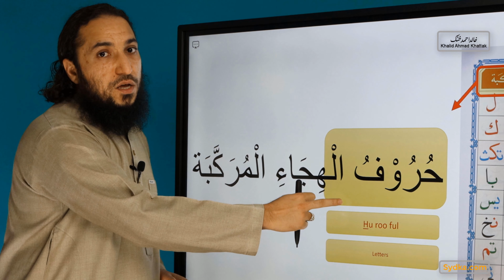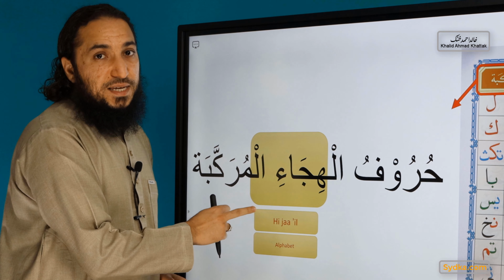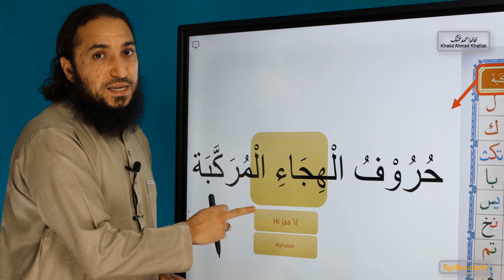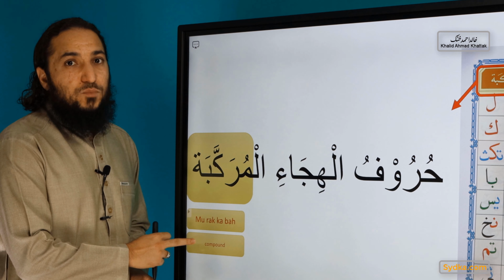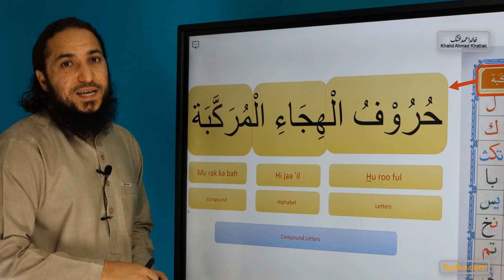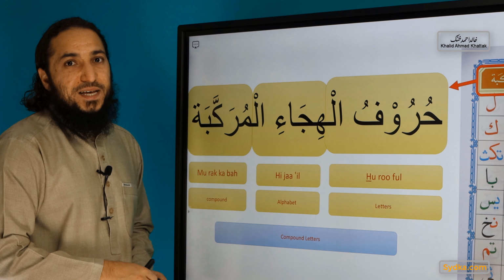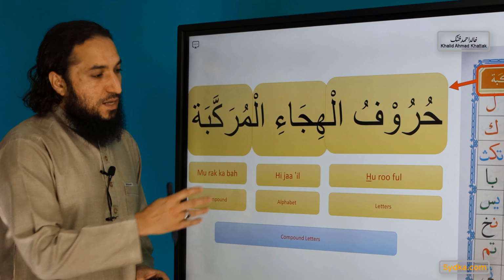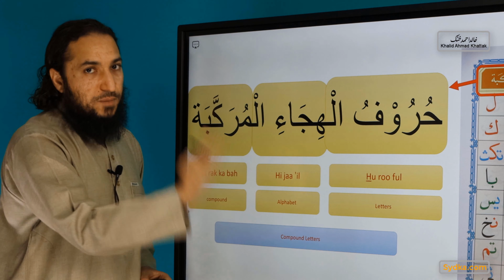Huruful hija'il murakkabah. مركبة حروف الهجاء المركبة. So حروف, letters, alphabet, and compound. So this lesson is about compound letters.